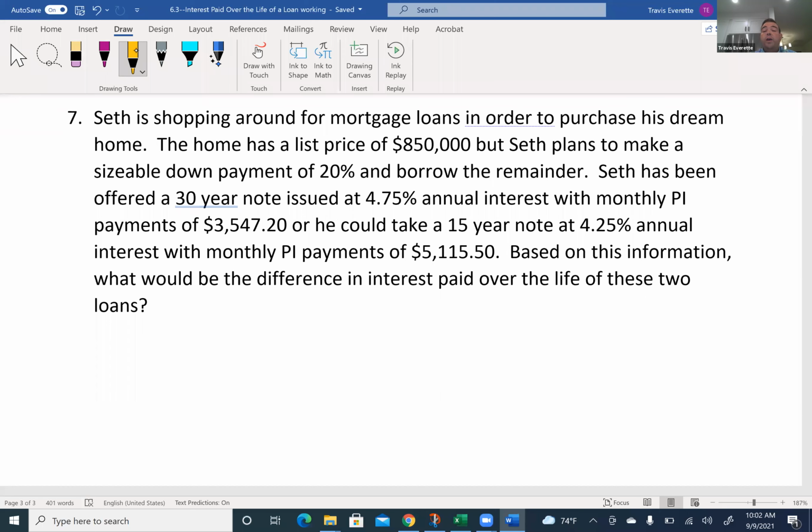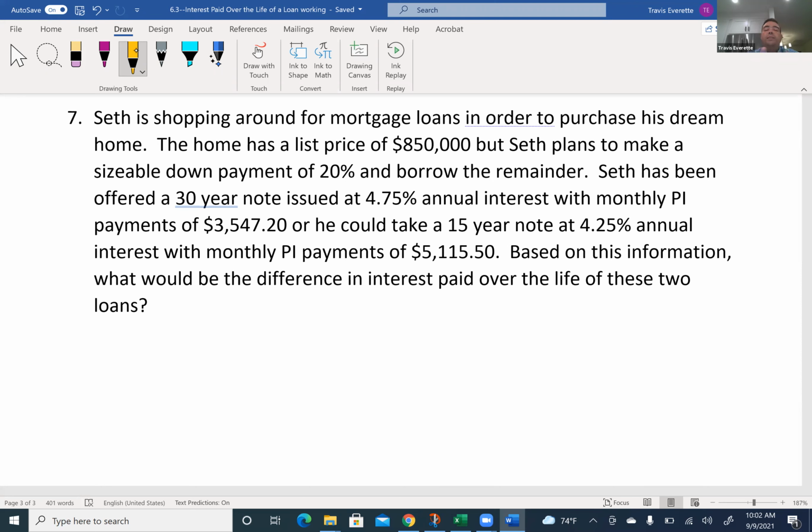Seth has been offered a 30-year note issued at 4.75% annual interest with monthly PI payments of $3,547.20, or he could take a 15-year note at 4.25% annual interest with monthly PI payments of $5,115.50. Based on this information, what would be the difference in the interest that's paid over the life of these two loans? Well, so here's what we know.